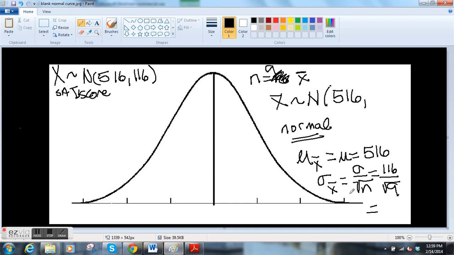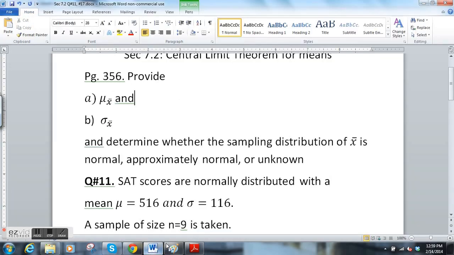116 divided by 3. 38.66, 0.667. So you're going to get different answers depending on how you round this standard deviation. So I'm just going to say 38.67, but I'm remembering that I had to round up, so you might get slight variations. So that's part A of this.